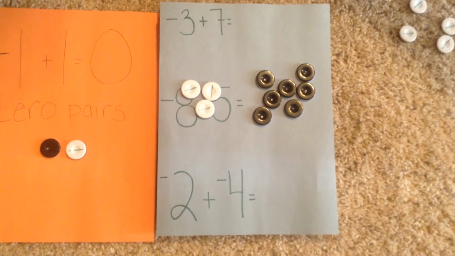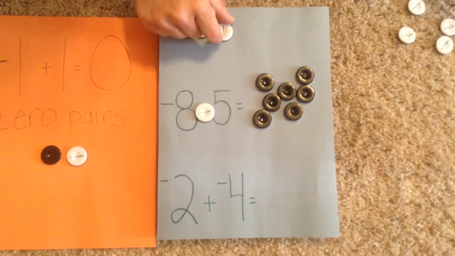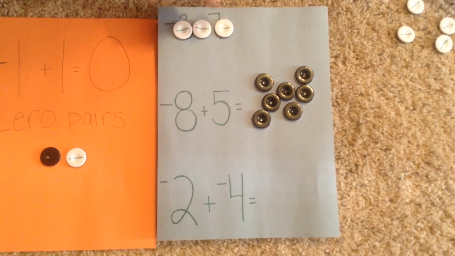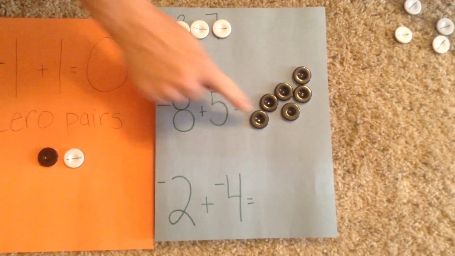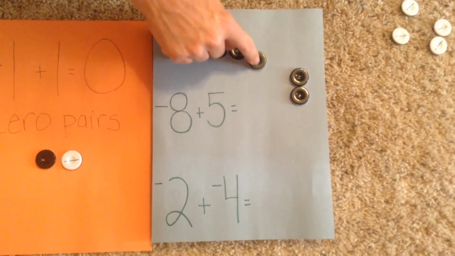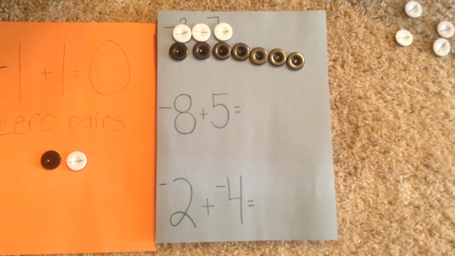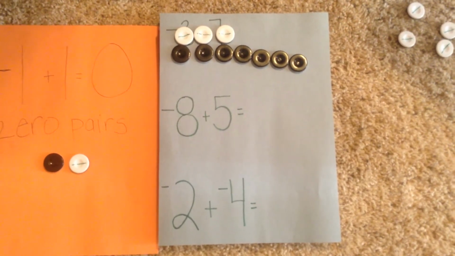Our first problem is negative 3 plus 7. We start by adding 3 negative chips. 1, 2, 3, plus 7 positive chips. 1, 2, 3, 4, 5, 6, 7. The signs are different, so we are going to subtract.